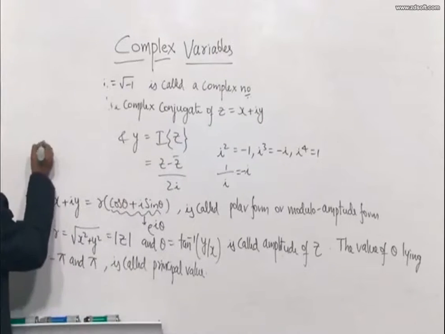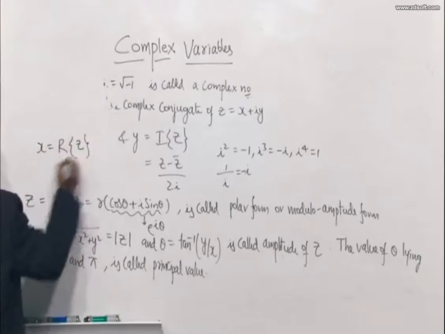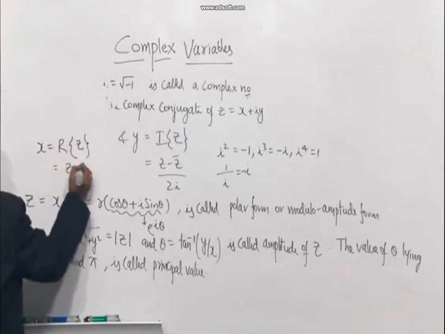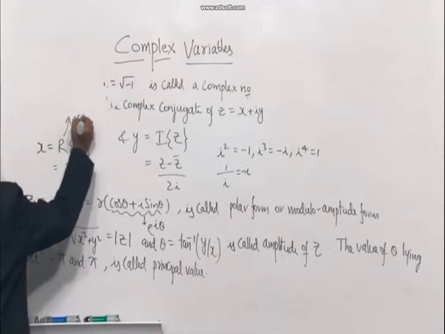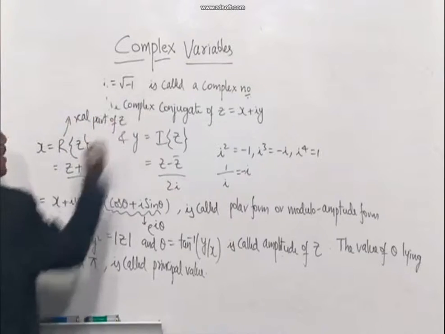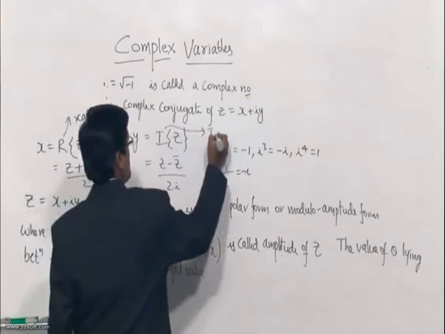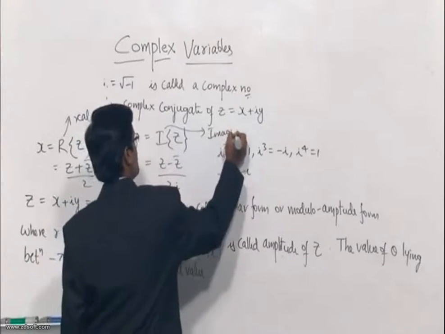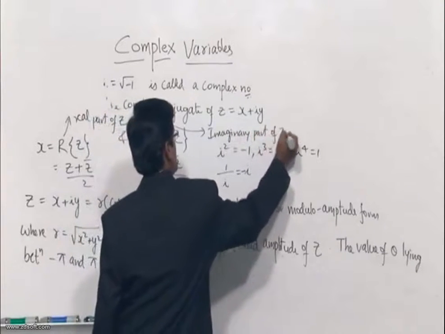So just verify here, x is equal to R of z. R stands for the real part of z. This is equal to z plus z bar by 2. So what is this meaning? Real part of the given complex number z. And what is I of z meaning? Imaginary part of z.